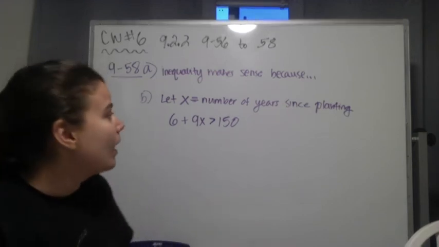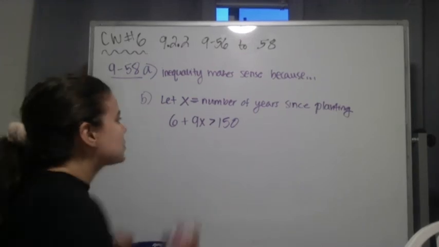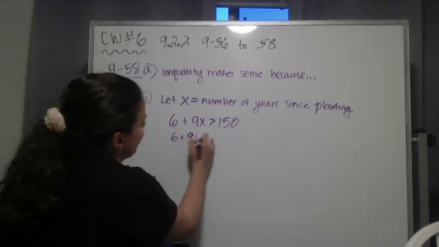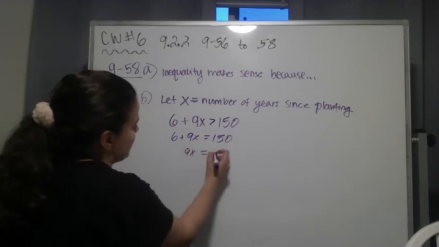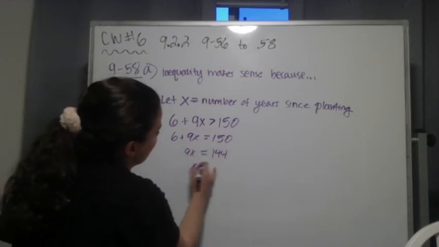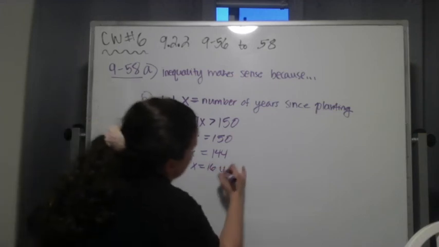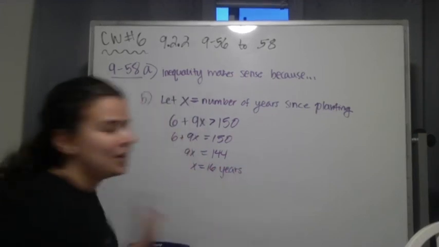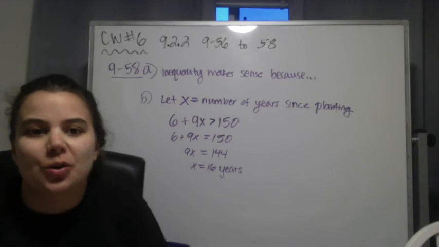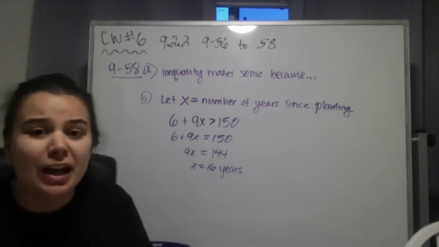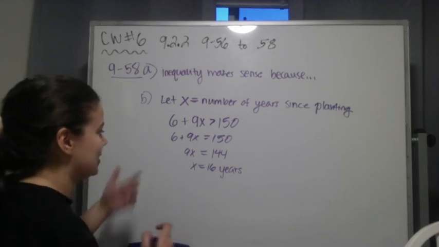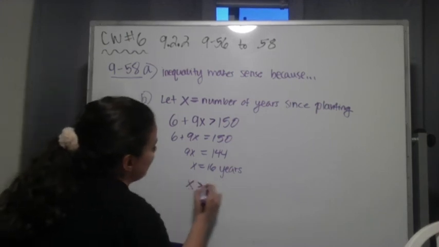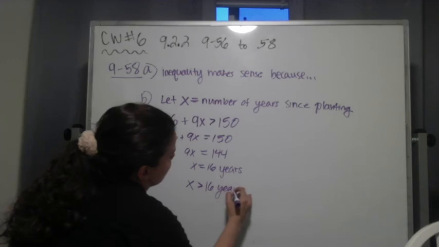So we need to solve this, so let's set it equal. 6 plus 9x equals 150, 9x equals 144, and x equals 16 years. And we know that time is moving forward, the tree goes up, time goes up, right? So if you really want to, you can test a point, but just thinking about it, we know that it's going to need to be greater than 16 years.